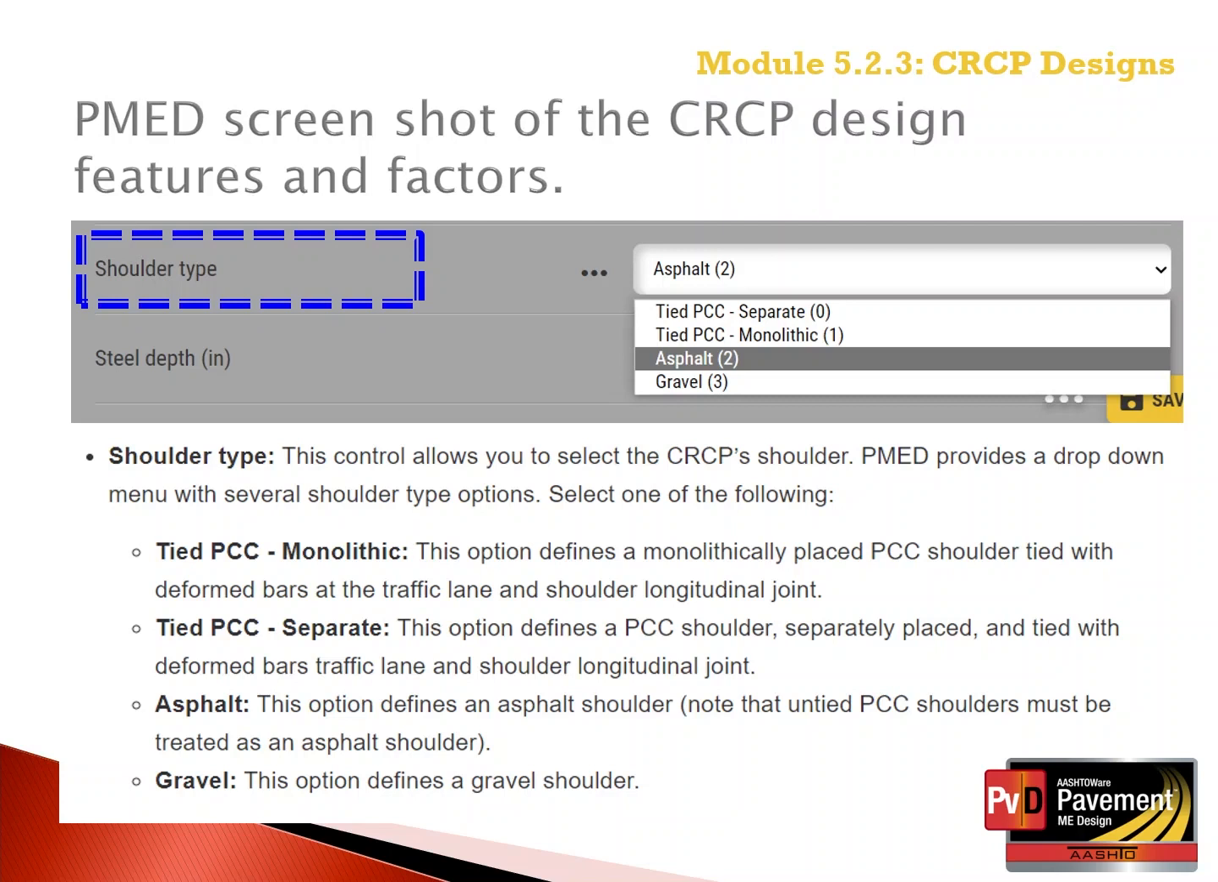The asphalt shoulder should be treated as an asphalt shoulder itself. And then gravel, that should be treated as a gravel or unbound shoulder itself.